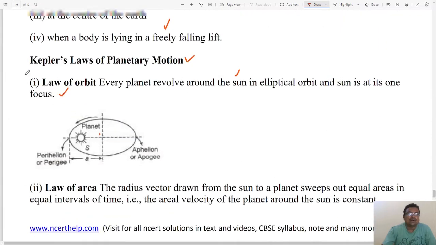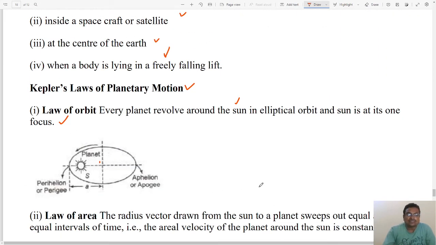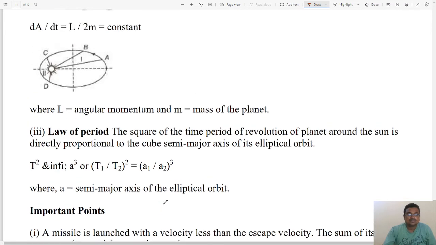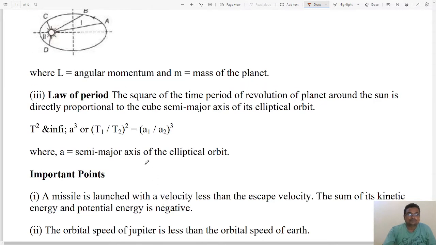Now the law of area. The radius vector drawn from the sun to the planet sweeps out equal areas in equal intervals of time. That is, the areal velocity of the planet around the sun is constant. Now the third law of Kepler, the law of period, tells about the relation between time and the elliptical orbit. The square of the time period of revolution of a planet around the sun is directly proportional to the cube of the semi-major axis of the elliptical orbit. This is called the law of period.